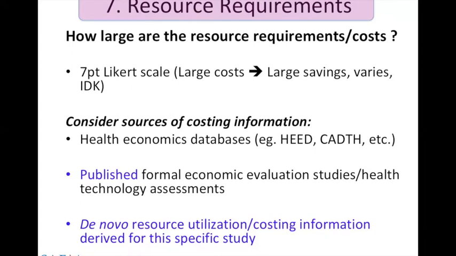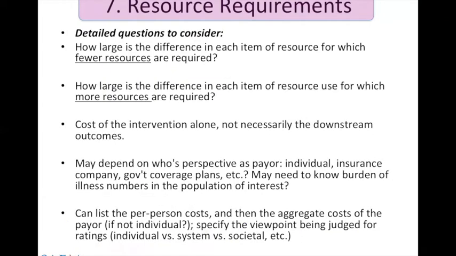My experience with this in the emergency medicine literature the last 20 years is this is very rarely done, and really important that this get done in the future. Or for your project, you might need to do some de novo resource utilization and costing information to be able to start filling out these boxes. Detailed questions to consider for resource requirements is, how large is the difference on each item for which fewer resources are required, and then how large is the difference on each item for which more resources are required. So does it use up more resources or does it use less resources, whatever intervention you're looking at?